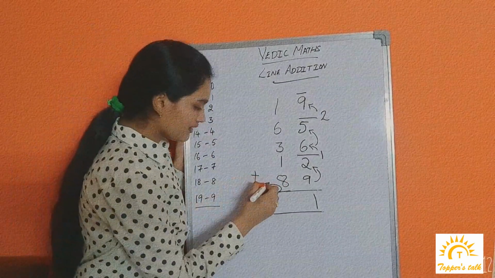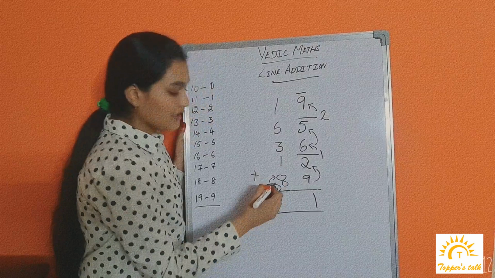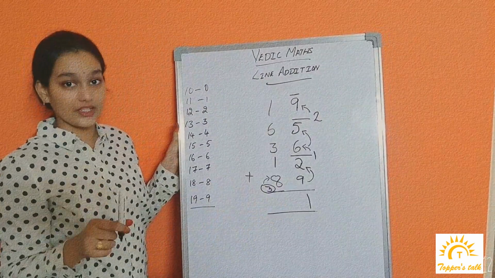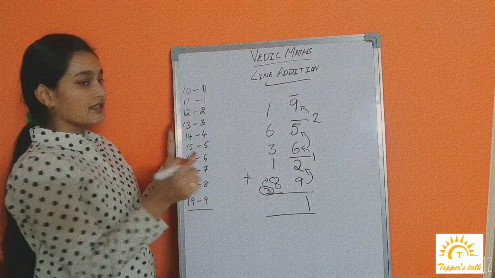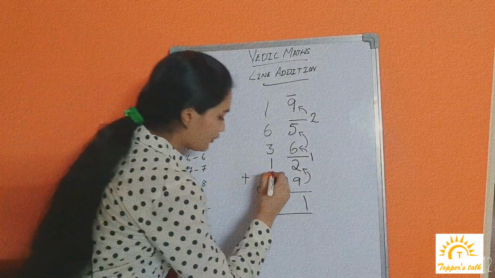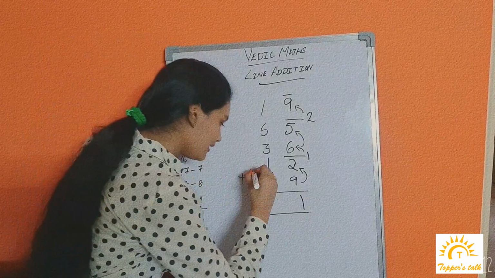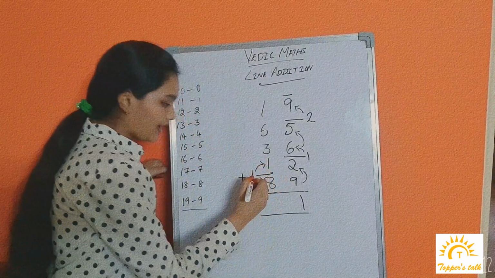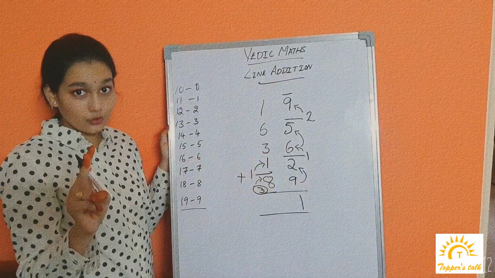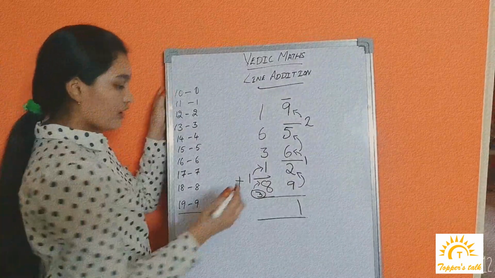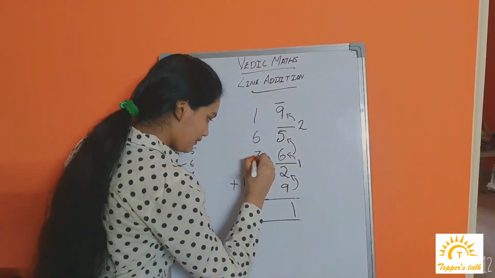Now we have to add this 3 to this 8. 3 plus 8 is 11. 11 minus 10 is 1. So we have to draw a line and write 1. Now we should add this 1 to this 1. 1 plus 1 is 2, which is less than 10. So we have to add 3 as well.